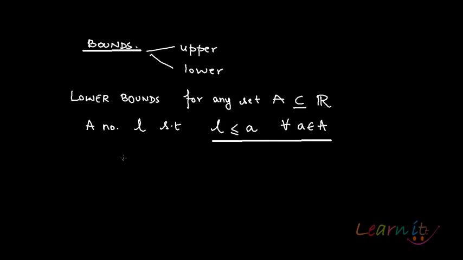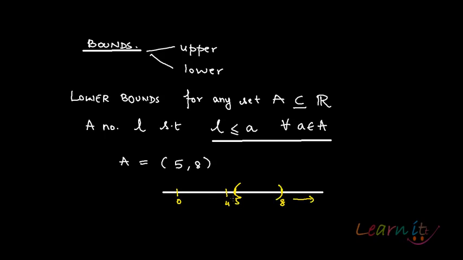Now, if I give you a set, say A is the open set (5, 8). So on the real line, what will this set look like? It will be the positive side of the real line, and the numbers you can start with 0 and so on. Here say you have 4, here you have 5 till 8, and of course the real line moves on. So the set that we are talking about is the open set (5, 8).